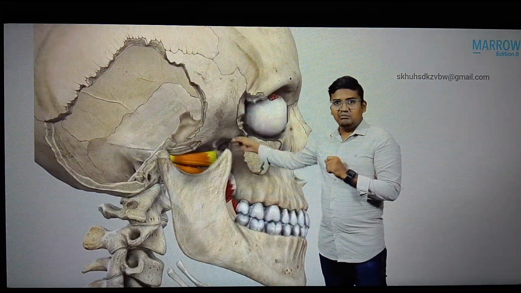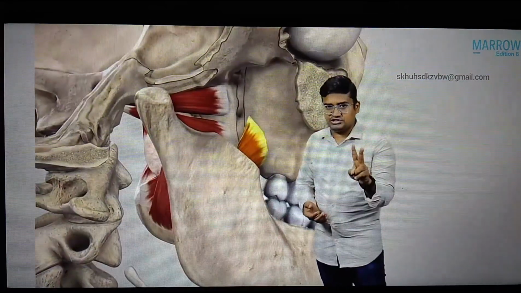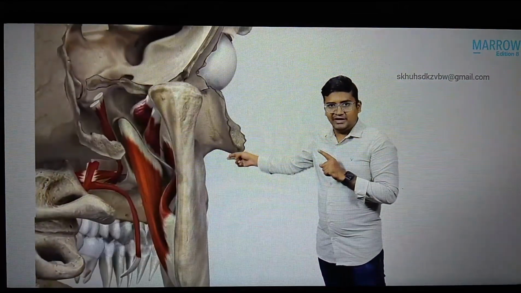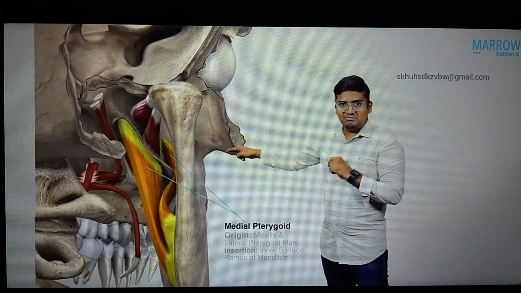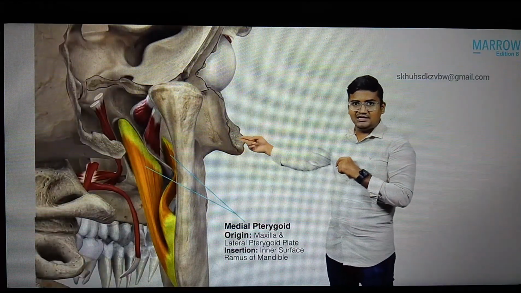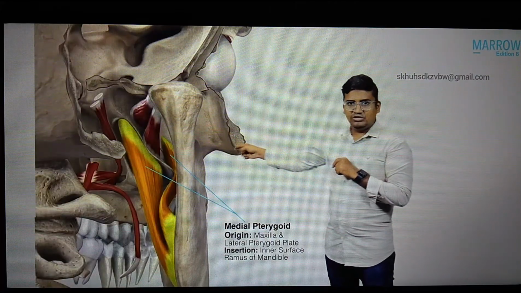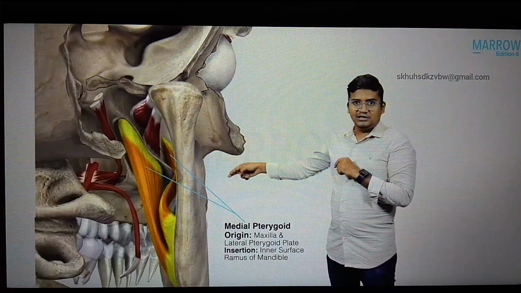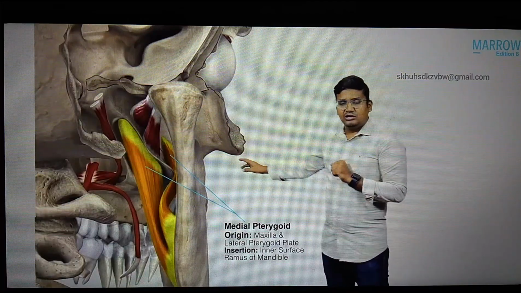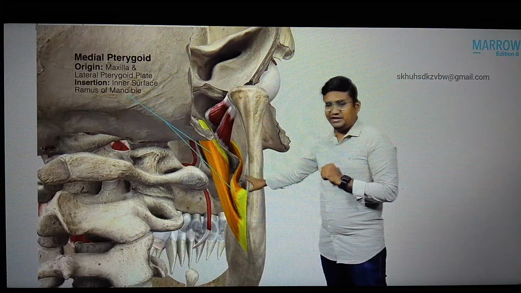Now next we are seeing the medial pterygoid muscle. Now the medial pterygoid muscle again has two origins. One is from the lateral pterygoid plate and another one is from maxilla bone. See here, we are seeing the origins of our medial pterygoid clearly there. One is from maxilla bone and another one is from the lateral pterygoid plate. Now see the attachment. The muscle is inserted to the inner surface of the ramus of mandible.